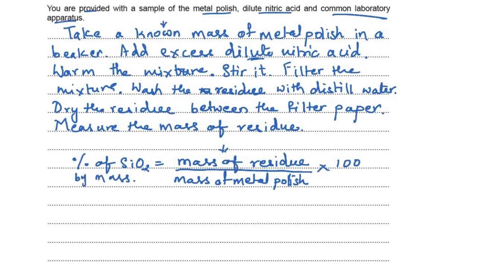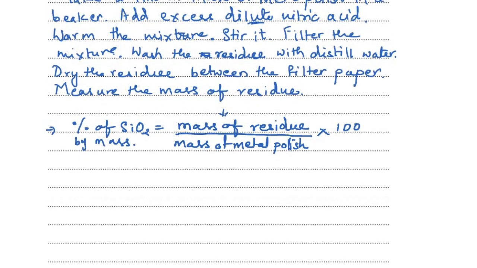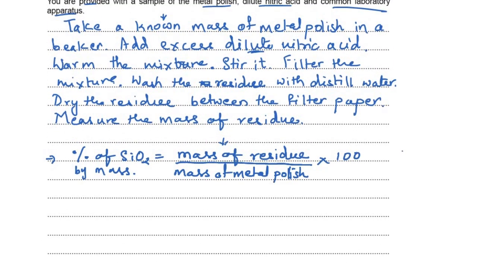So this is how we are going to calculate the percentage by mass of silicon 4 oxide present in metal polish. So now understand what have we done. We had taken a known mass of metal polish, reacted all the remaining 3 substances with the help of dilute nitric acid, and we obtained the silicon 4 oxide unreacted by filtration. We have measured the mass of the residue, and then we are calculating the percentage by mass of silicon 4 oxide in the metal polish with the help of this formula. And you can see that here that carries 6 marks. So it's important that you specify all the steps properly so as to get the full marks.